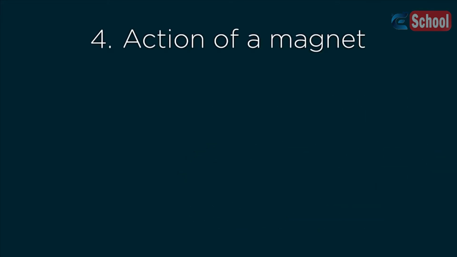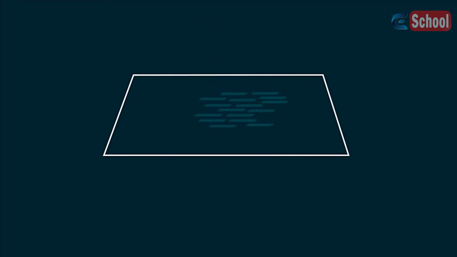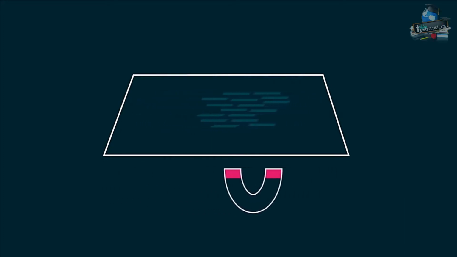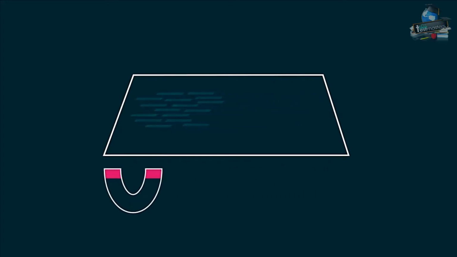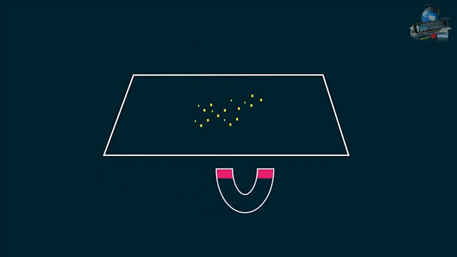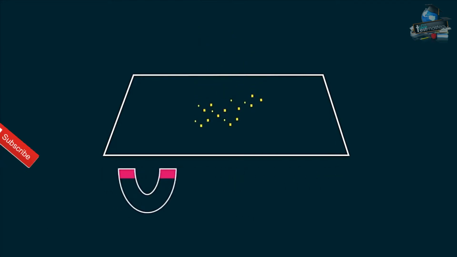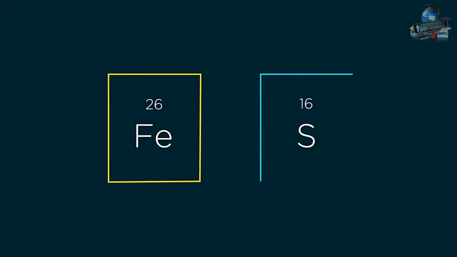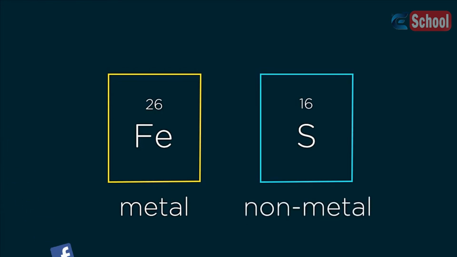Test 4. Action of a magnet. If the iron is sprinkled onto a sheet of paper and the magnet is moved underneath the paper, you see the iron filings follow the magnet as they are attracted to it. You will see that the sulfur is not attracted to the magnet. From these 4 tests, it can be seen that iron and sulfur are 2 completely different elements and behave differently in the 4 tests. Iron is a metal element and sulfur is a non-metal element.